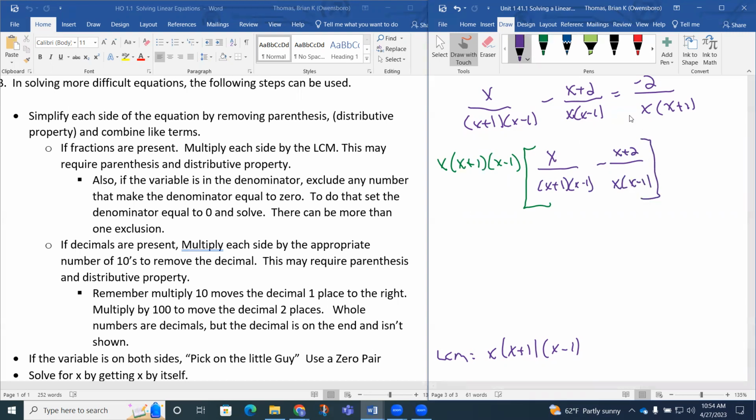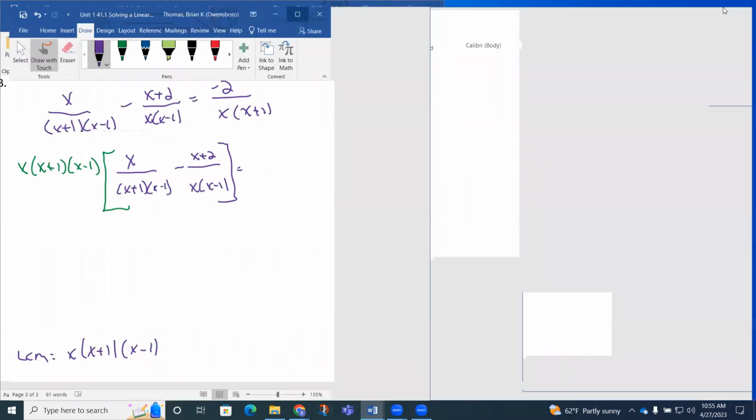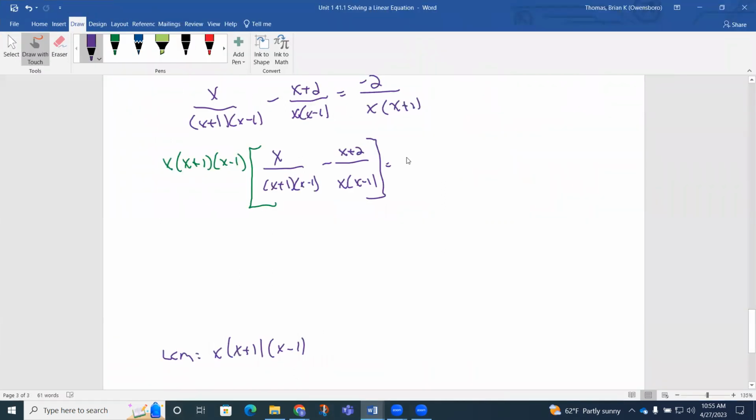And then on the right side, we're going to again multiply by this. I'm going to make this a little bit bigger for a second. So we're going to have again x times x plus 1 times x minus 1, and then in my brackets I'm going to have negative 2 over x times x plus 1.